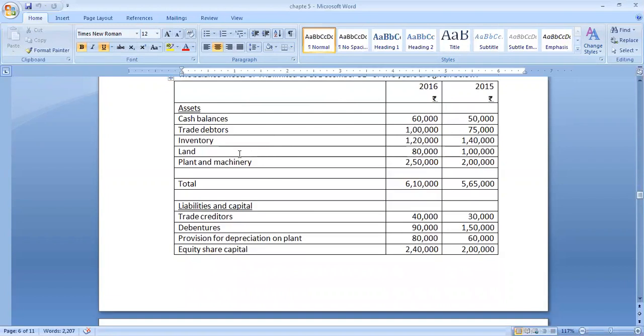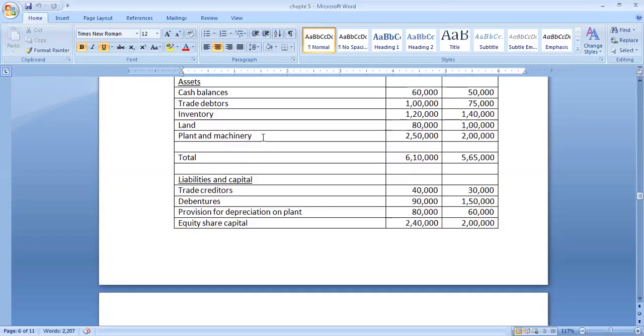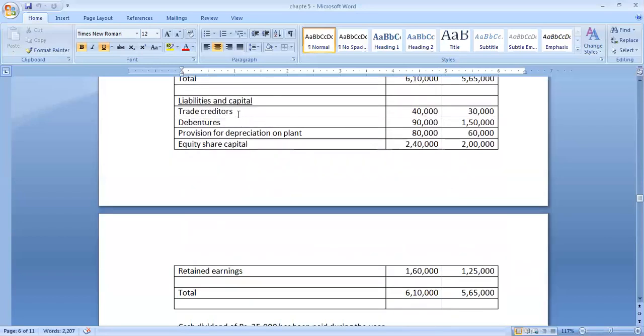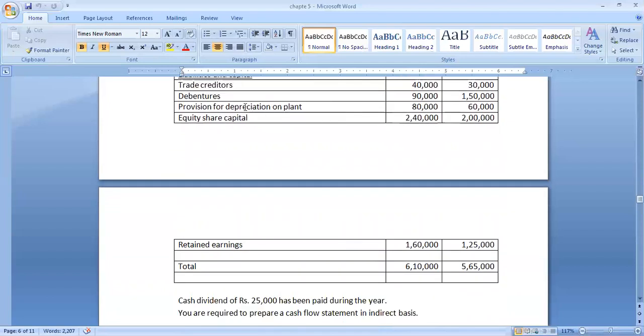Okay, and particular to the land, plant and machinery account, you need to prepare a separate account for the fixed assets in order to find out whether it is a purchase, or any depreciation, or any sales out of it. So you need to prepare a separate fixed assets account even though the adjustment is not given. Then liabilities under capital, trade credit, tax. Increase or decrease of the current liability will be taken into consideration in the case of operating activity. Then debentures. If there is an increase in the debenture, it will be taken into consideration. If it is redemption of debenture, it is also taken into consideration.